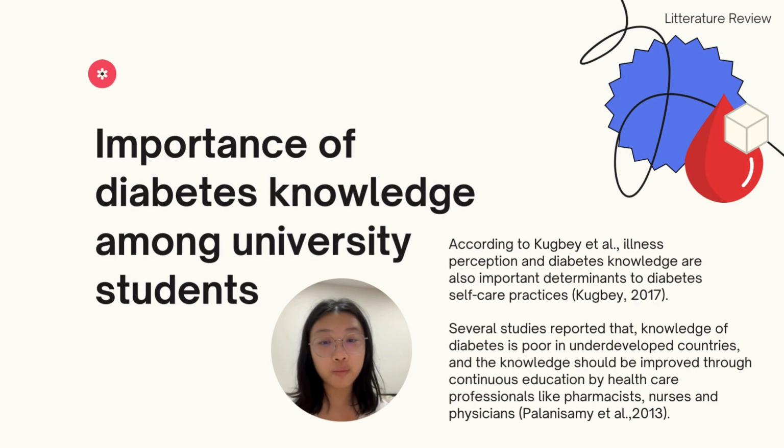Next is the importance of diabetes knowledge among university students. According to Kobe, illness perception and diabetes knowledge are very important determinants of diabetes self-care practices. Several studies reported that knowledge of diabetes is very poor in underdeveloped countries and also rural countries, and this knowledge should be improved through continuous education by healthcare professionals like pharmacists, nurses, and physicians. This is from Palanisamy 2013.